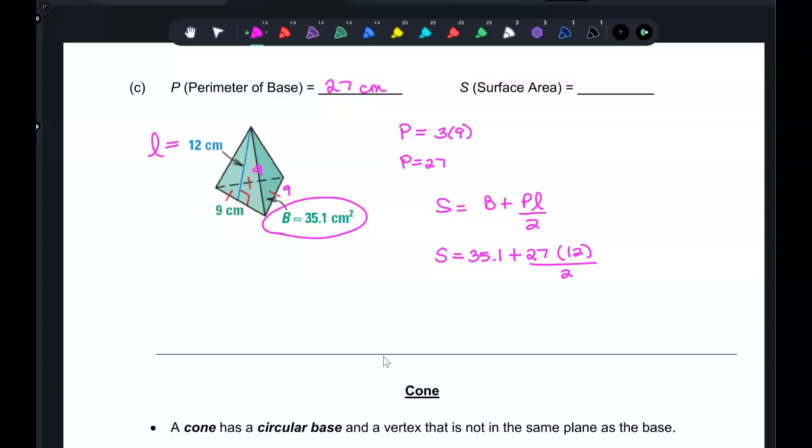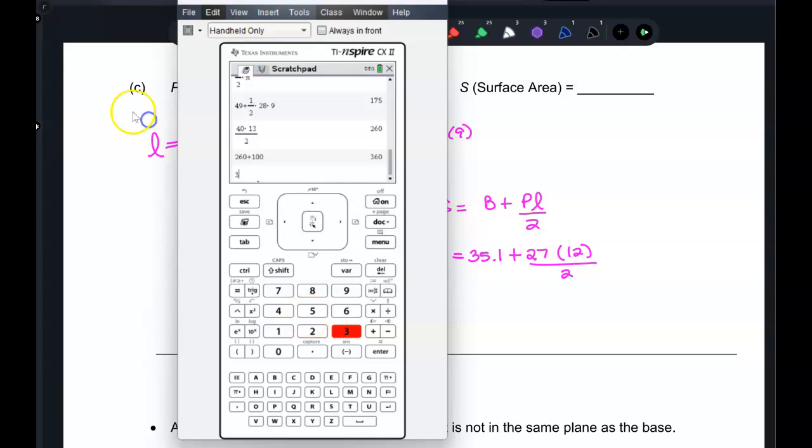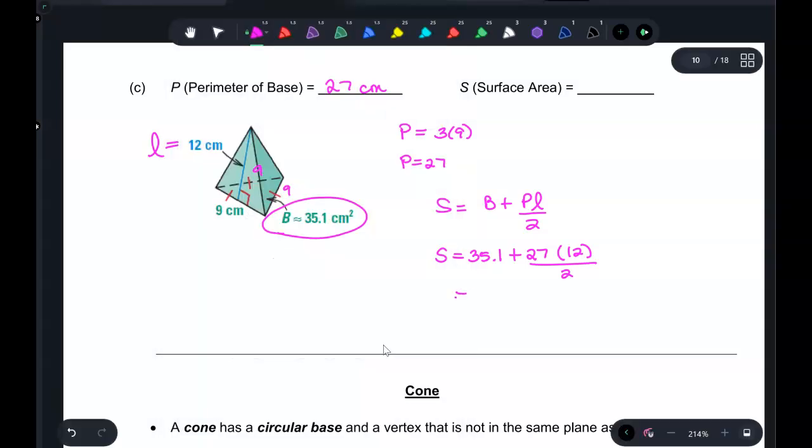Okay, plug that all in. 35.1 plus 27 times 12 divided by 2. I accidentally did the wrong thing here. Well, 35.1 plus 27 times 12 divided by 2. That's better. 197.1. All right, 197.1.